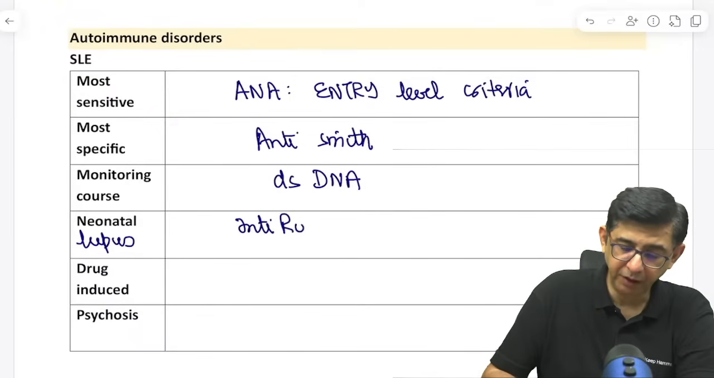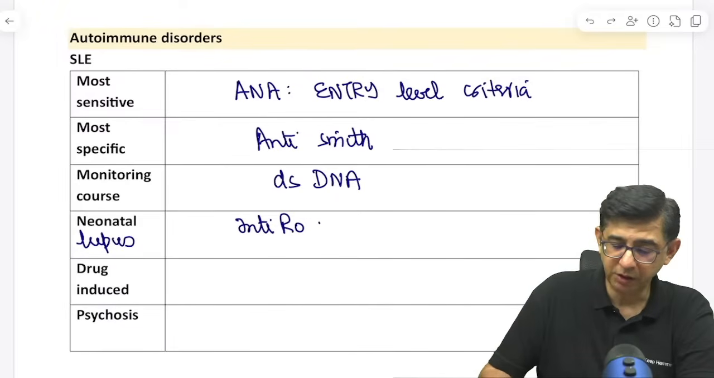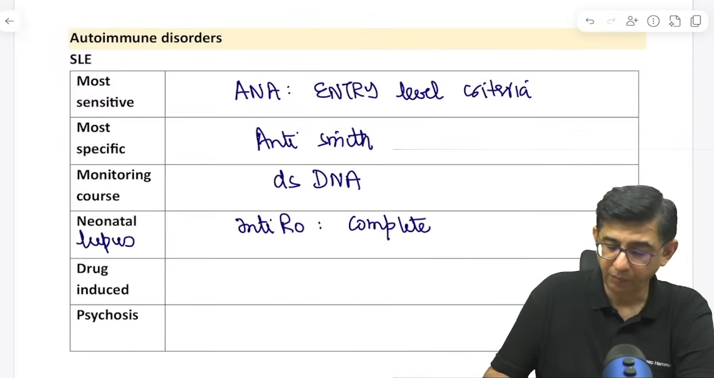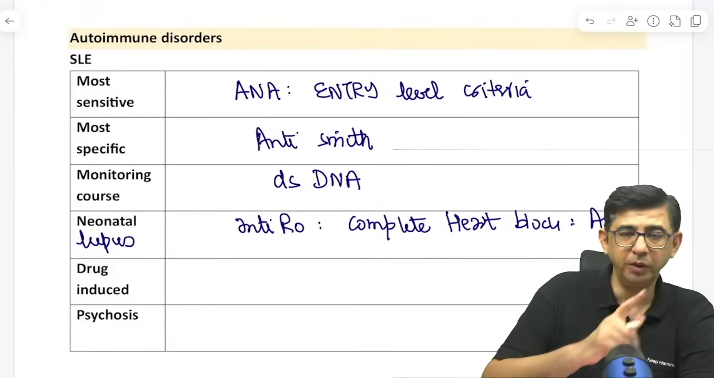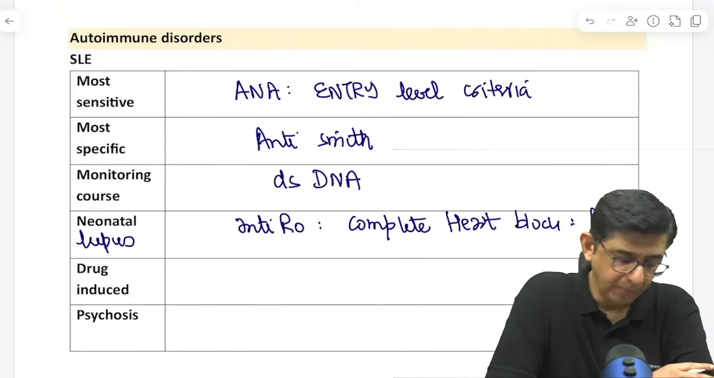Yes, anti-Ro antibody. और ये क्या करती क्या है, तो neonatal lupus में it will result in development of complete heart block in the patient. The manifestations would be complete heart block where AV node of the patient would be destroyed. So number of P waves or R waves in the ECG will not be matching.